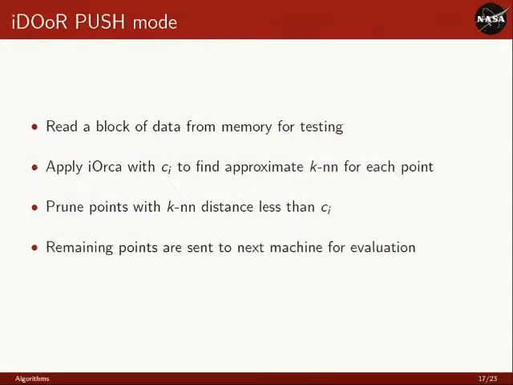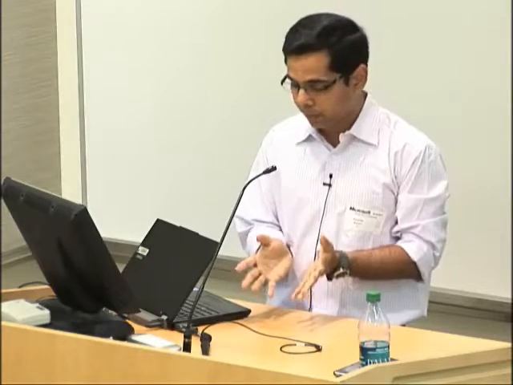So in the push mode, you basically read a block of data from the memory for testing. You apply the IORCA technique to find its approximate nearest neighbors based on just your local data set. And if there are any points in the test set which are less than the cutoff, you simply throw that point out because it cannot be an outlier. But for the other points, if they're greater than the threshold, you still cannot be sure whether they are truly less than the cutoff because somebody else might have your nearest neighbor. So that's the issue here.